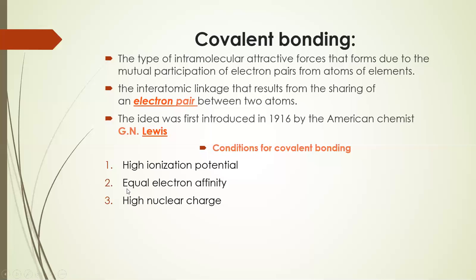So what do you mean by equal electron affinity? Equal electron affinity means both the atoms participating in the covalent bonding must have equal love for the electrons, so that they cannot lose or gain electrons, but they can eventually share the electron pair between the two. When one atom needs the electron pair, it will be revolving in that orbit, and when the other atom needs the electron pair, it will be revolving in that. So both of them are participating in the mutual sharing.